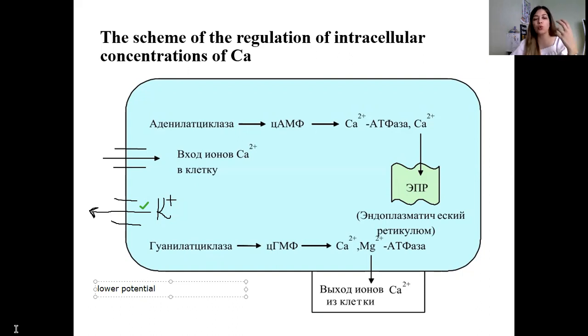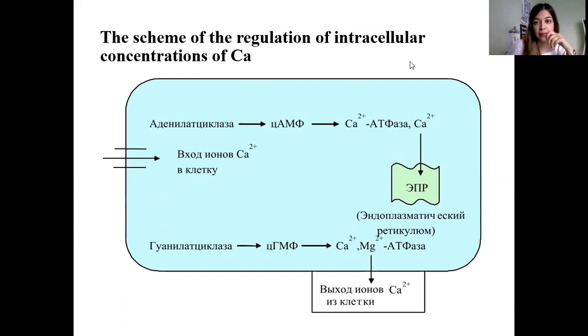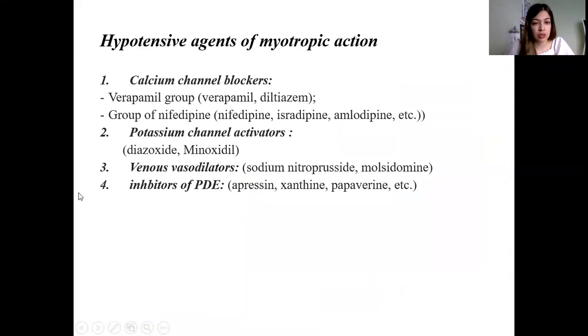And if we have lower membrane potential, the voltage-gated calcium channels will automatically block because they are dependent on the potential. If potential is high, they open. If potential is low, they close. So automatically we close the voltage-dependent calcium channels. Okay, then what else did we forget?